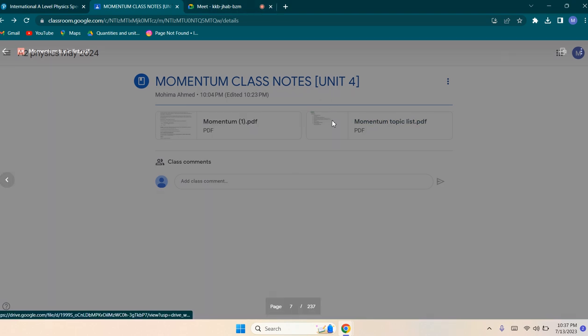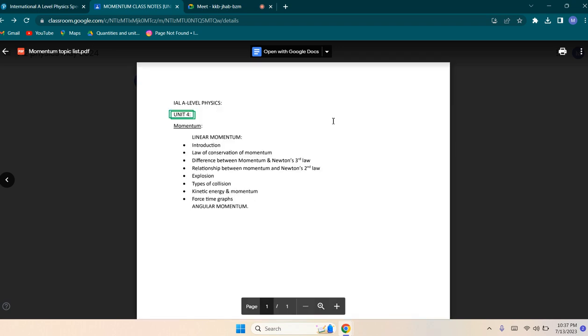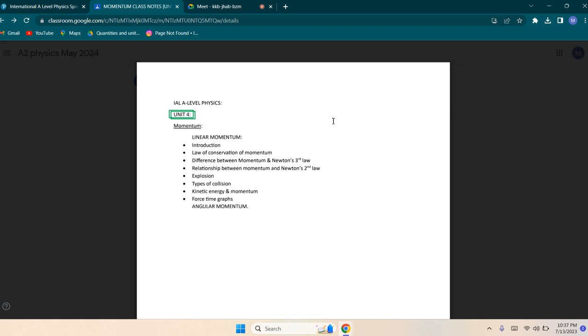For example, this is the momentum topic list. This kind of list will be uploaded at the beginning of every new chapter. So these are the subtopics or important things that we will be considering solving in our momentum calculations.